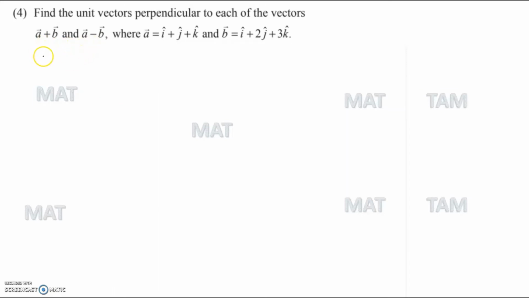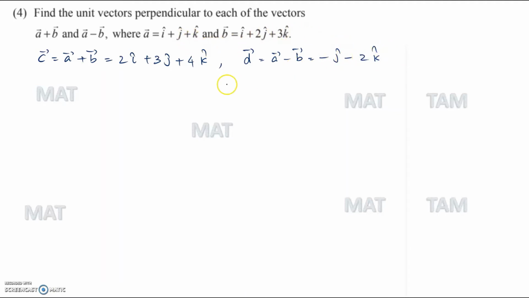So let's define our C as equal to vector A plus vector B, which will be 2i cap plus 3j cap plus 4k cap. And let's define D vector as A minus B vector, and that will be equal to 1 minus 1 will be 0i cap. So 1 minus 2 will be minus j cap. 1 minus 3 will be minus 2k cap.